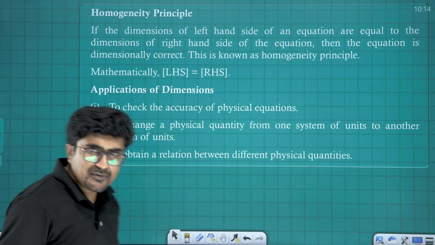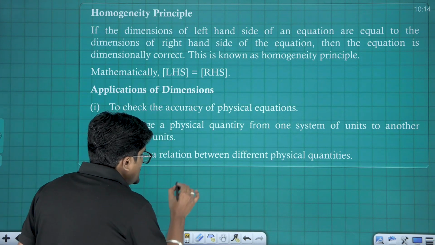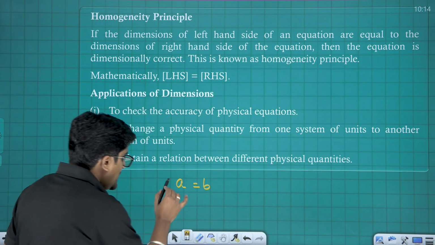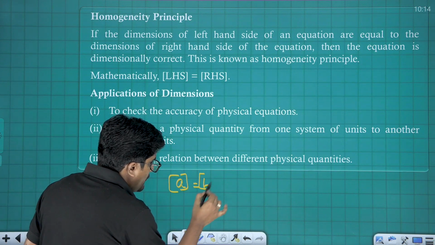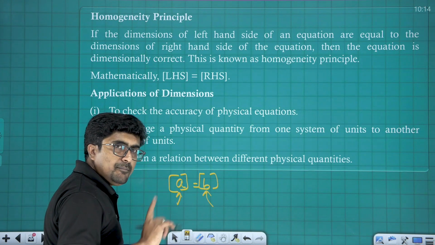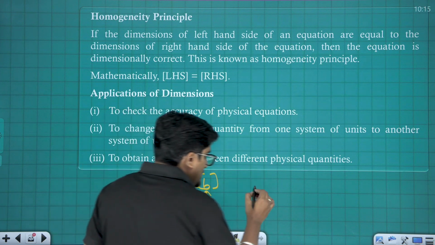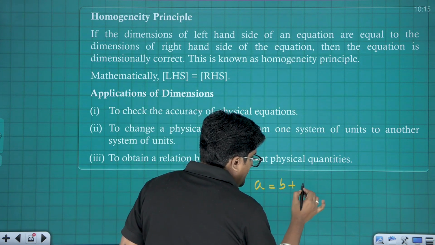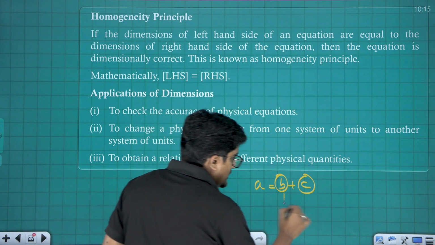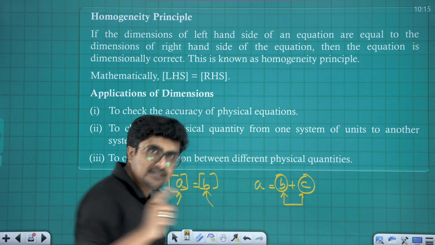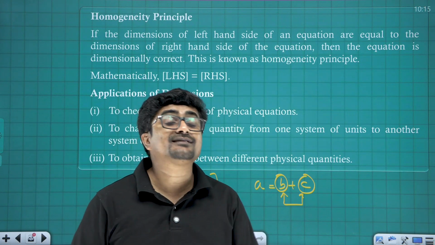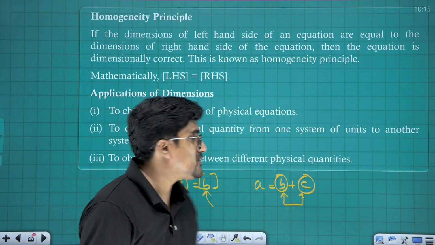So what basically homogeneity principle says: if you have an expression like A equal to B, that means the dimension of physical quantity A and the dimensional formula for physical quantity B both need to be the same. And other than that, if A is equal to B plus C, there the dimension of B as well as the dimension of C, because they are adding to each other. Between B and C, addition is happening. Am I right? So that means the dimensional formula for B as well as the dimensional formula for C need to be the same.